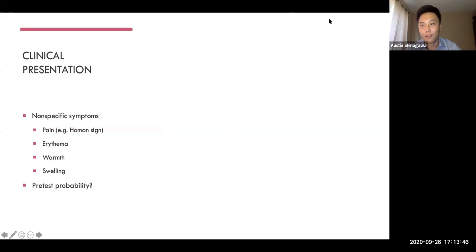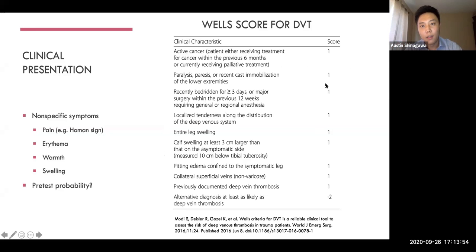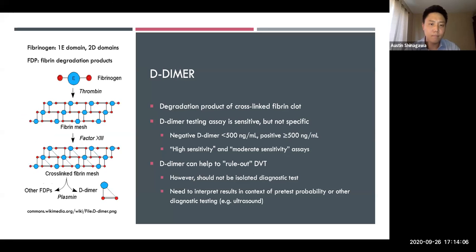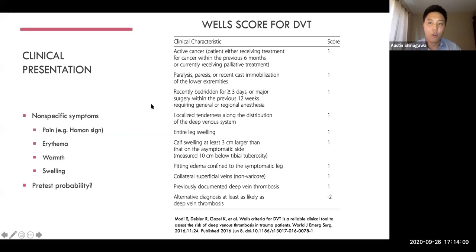I showed it briefly on the slide here. And so the criteria is the Wells score for DVT. Here is an example of the Wells score. And this is a good, validated way to distinguish patients into different categories, and these categories help you determine what their actual risk of DVT is based on clinical characteristics.